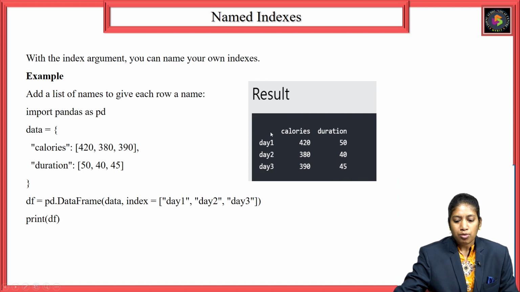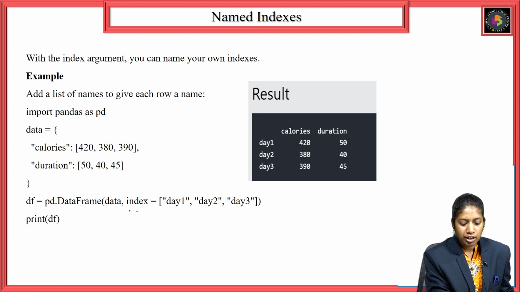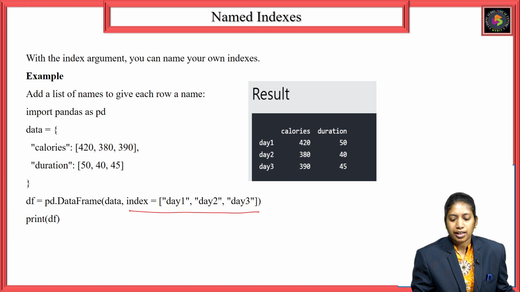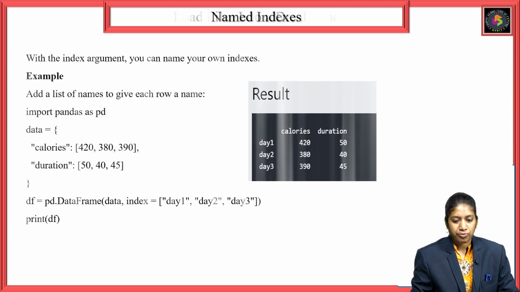So what is the named index? If we want to give our own name to the index values, we can go with the index attribute. So that is about the named index. We can give names to our own indexes. With the help of the index argument, here we have given index equals 3 names: day 1, day 2, day 3. These are the 3 indexes which have been created with the index attribute. Instead of 0, 1, 2, we have created our own named indexes.